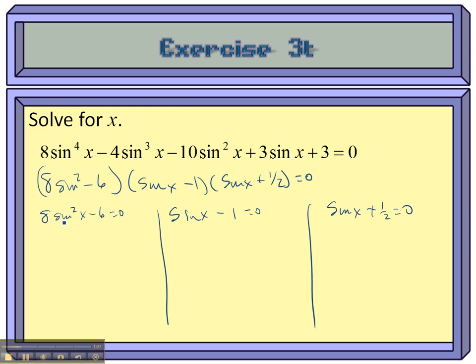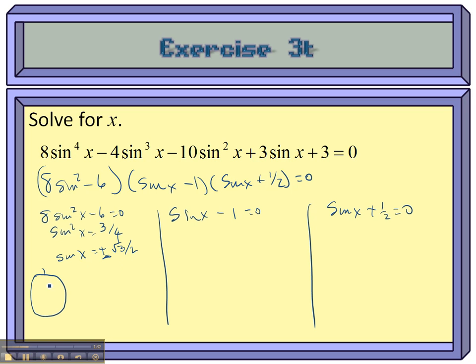First one, add the 6 over, divide by 8. We know that should be sine squared x equals 3/4. When I take the square root of that, sine x should be equal to plus or minus square root of 3 over 2. Remember, that's two separate ones. It's the positive square root of 3 over 2 and negative square root of 3 over 2. Got to list all of those things out.